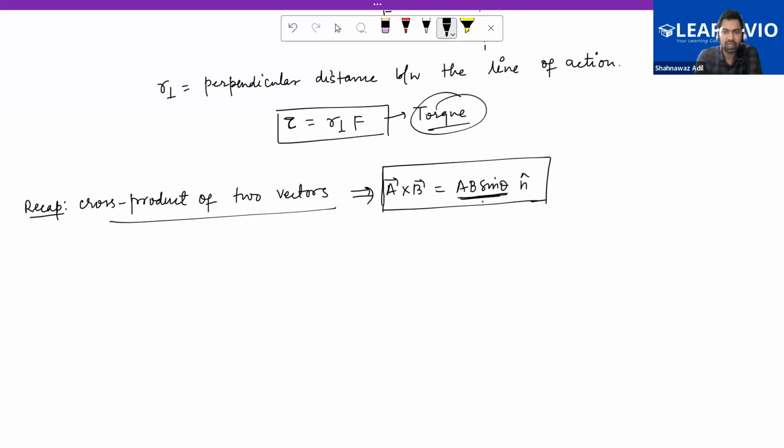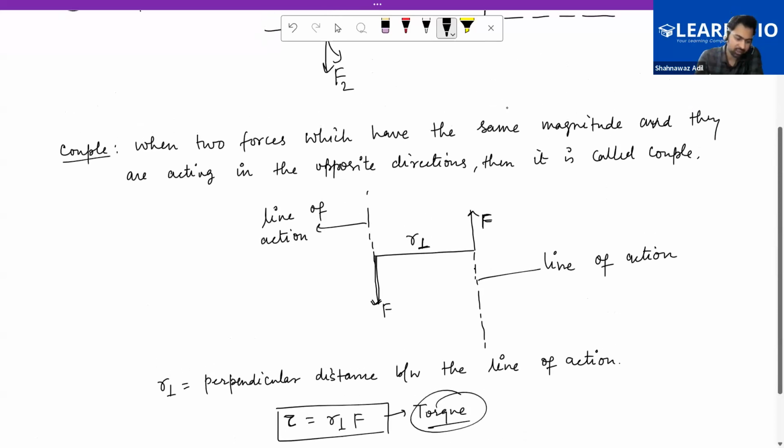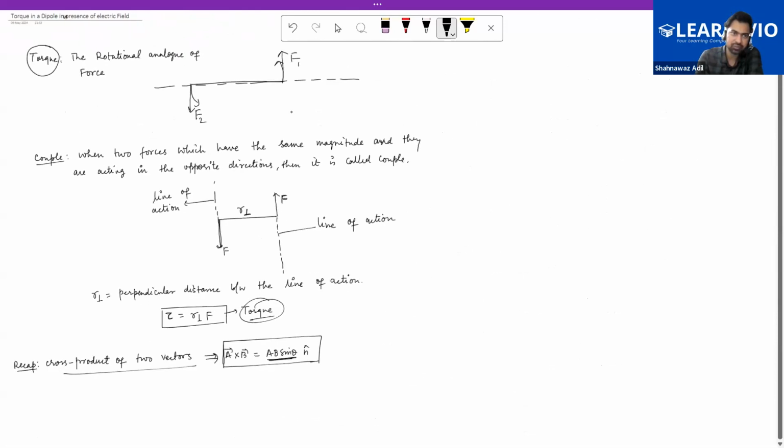So the cross product of two vectors is A cross B, which is AB sine theta. Now let us talk about the torque. But before we do that, please note down these things. And then we can talk about the torque.